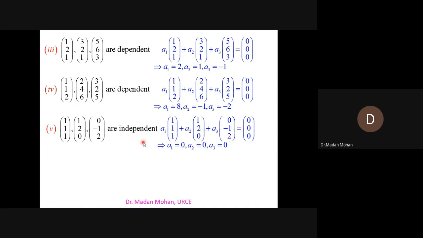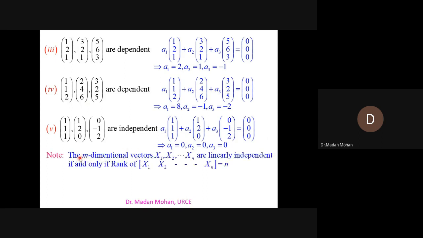Okay. Now, whenever certain vectors are given, any number of vectors with any dimension, how to tell dependent or independent, that is important to us. I am giving one note to you. The m-dimensional vectors x1, x2 and so on, xn, are linearly independent if and only if the rank of these column vectors x1, x2 and so on, xn equals n.